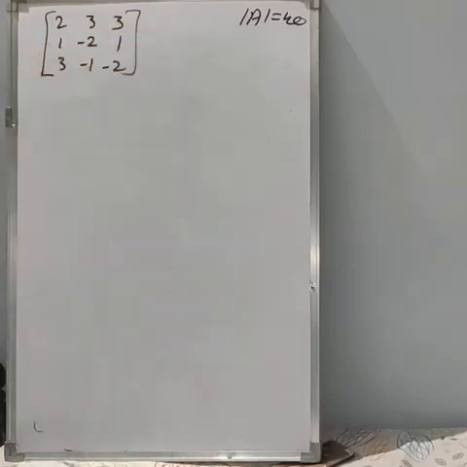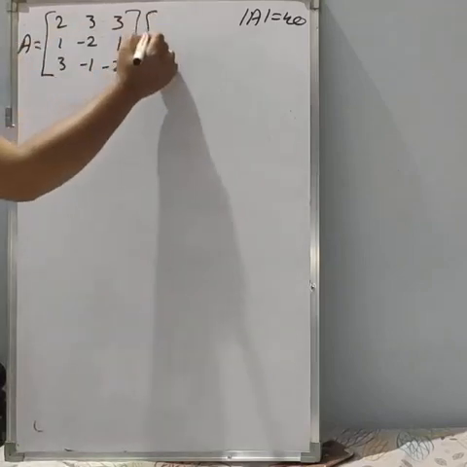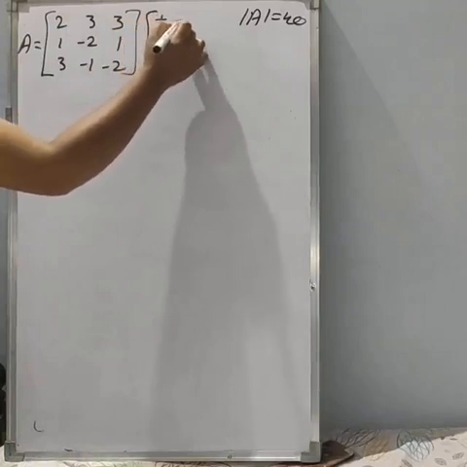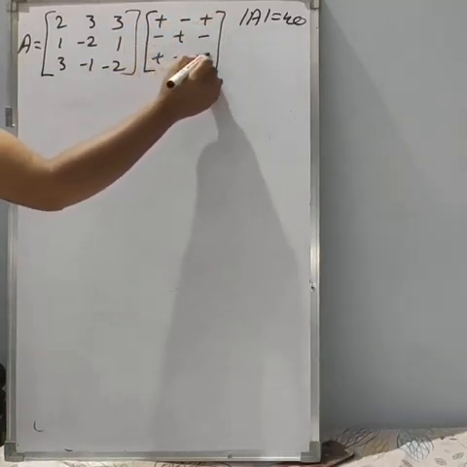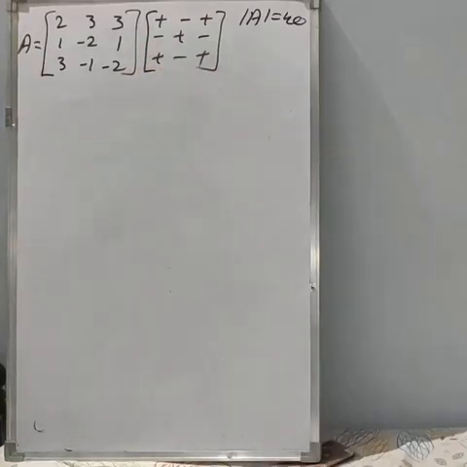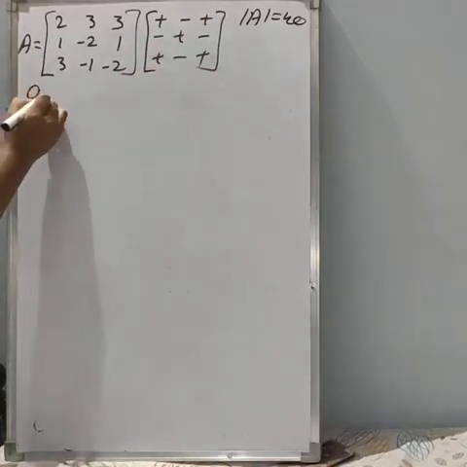Then we want the adjoint of A. This is the matrix A, and we want the adjoint of A. For that we have to consider another matrix with signs: plus, minus, plus; next minus, plus, minus; plus, minus, plus. Then we want the first element, that is A11.